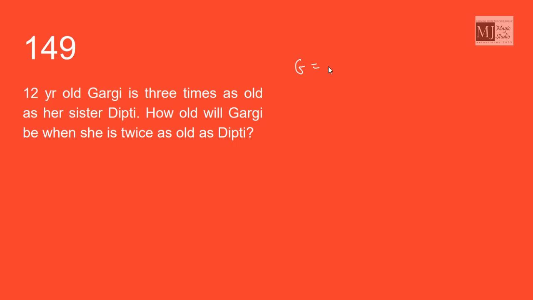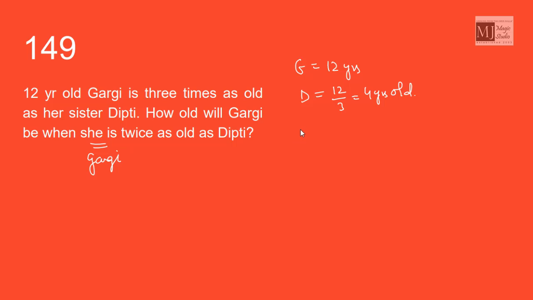12 years old Gargi is 3 times as old as her sister Dipti. So Dipti should be now 4 years old. How old will Gargi be when Gargi is twice as old as Dipti?